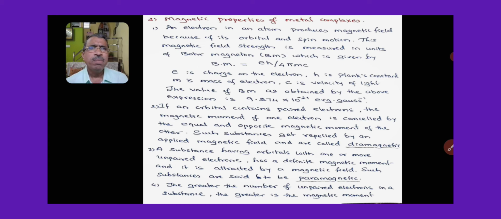An electron in an atom produces a magnetic field because of its orbital and spin motion. This magnetic field strength is measured in units of Bohr magneton, which is given by eh upon 4 pi mc, where e is the charge on the electron, h is the Planck's constant, m is the mass of the electron, c is the velocity of light. The value of the magnetic moment, that is Bohr magneton, as obtained by the above expression is 9.274 into 10 raised to minus 21 erg per Gauss.